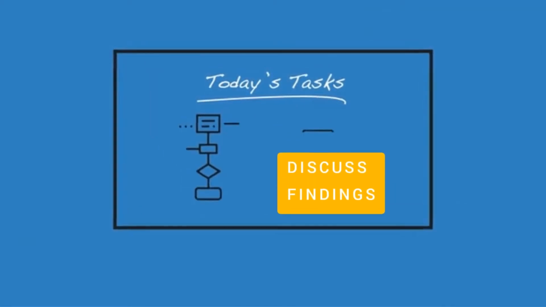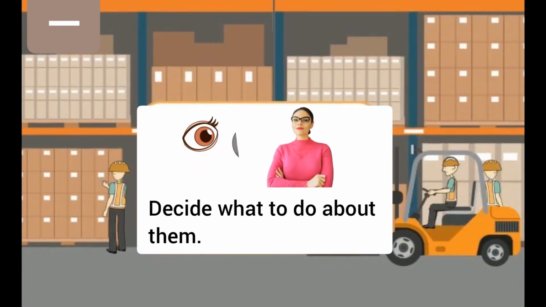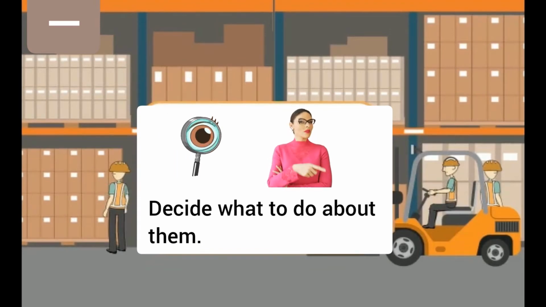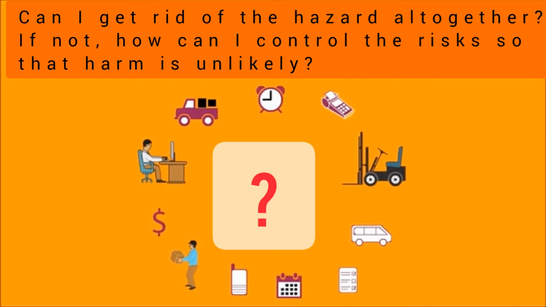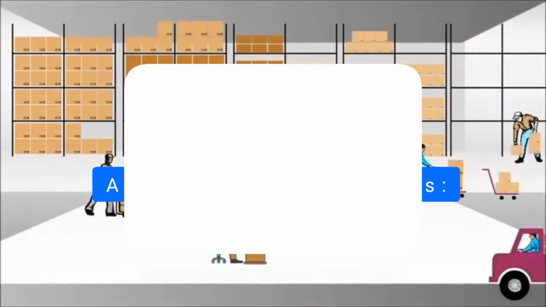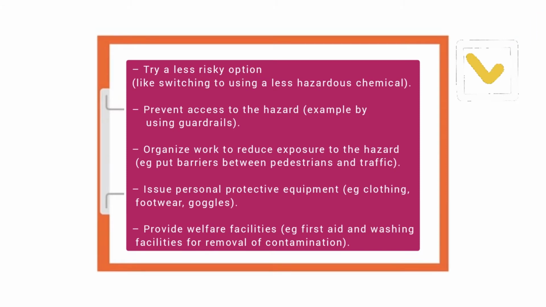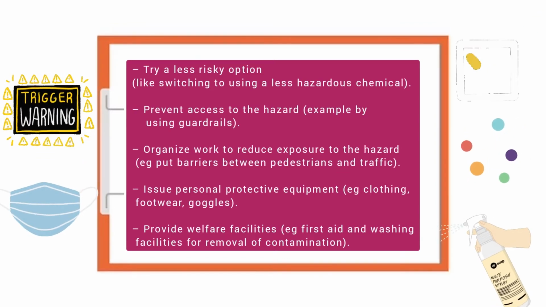Having identified the hazards, you then have to decide what to do about them. First, look at what you're already doing and think about what controls you have in place and how the work is organized. In asking yourself this, consider the questions: can I get rid of the hazard altogether? If not, how can I control the risk so that harm is unlikely? And when controlling risks, apply the following principles: try a less risky option, prevent access to the hazard, organize work to reduce exposure to the hazard, issue personal protective equipment, and provide welfare facilities.